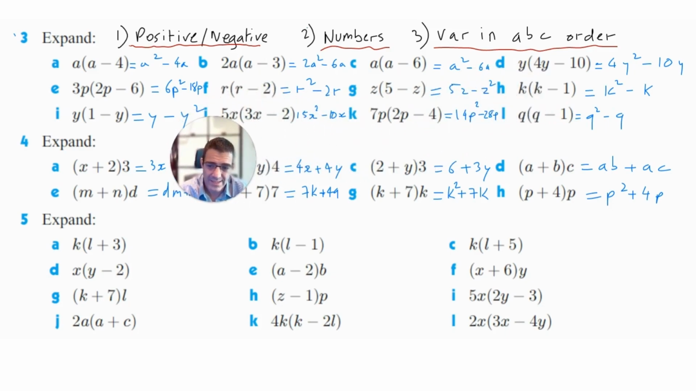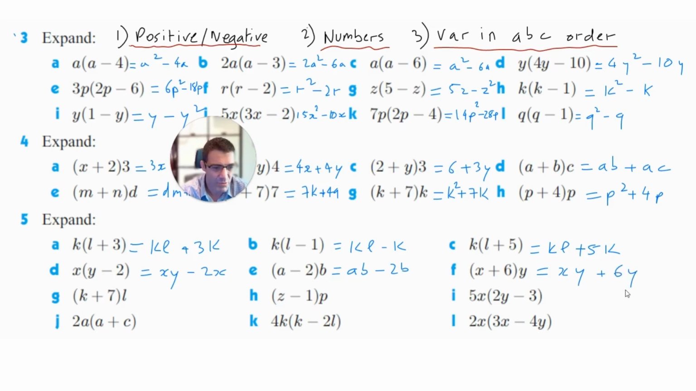So here, same thing, k times l, alphabetical order, kl plus 3k. Here I'll have k times l, so again, kl minus k. And then here k times l, so kl plus 5k. Then here I'll have xy, so I can say xy minus 2x. And then here I can say ab minus 2b. So again, positive times negative is negative.